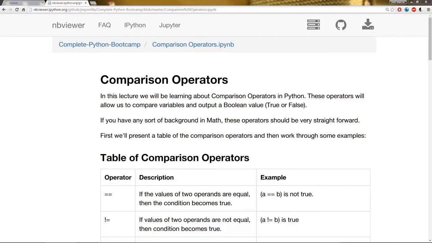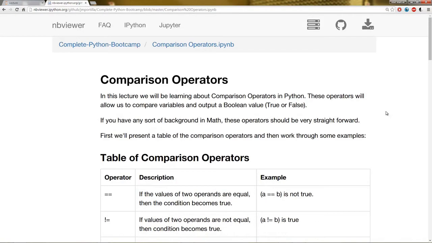In this lecture we will be learning about comparison operators in Python. These operators allow us to compare variables and output a Boolean value. We've already seen a few of them throughout the course, but now we're really going to dig deeper, and if you have any sort of background in math, these operators should be pretty straightforward.